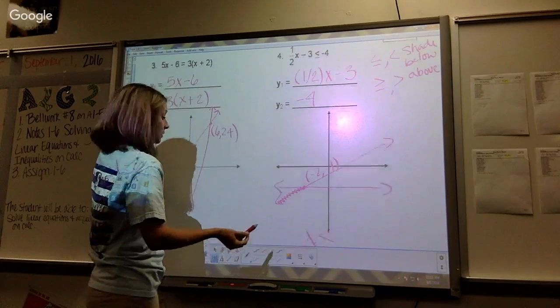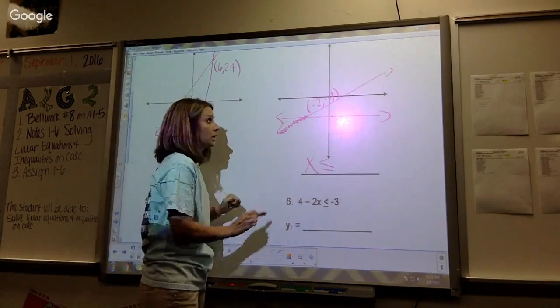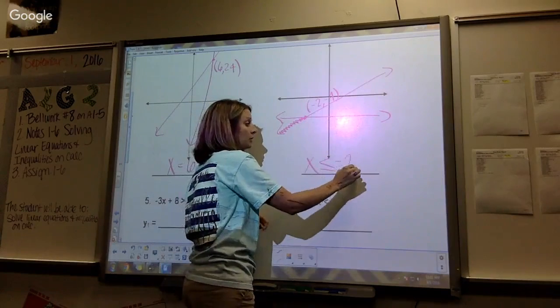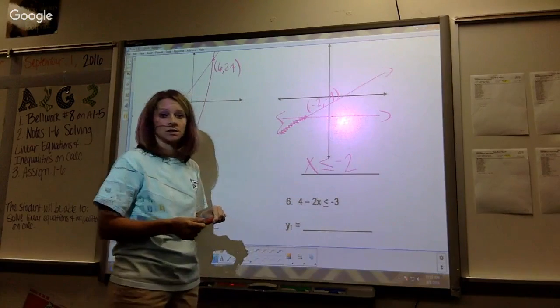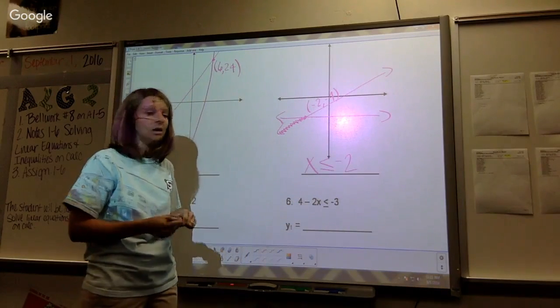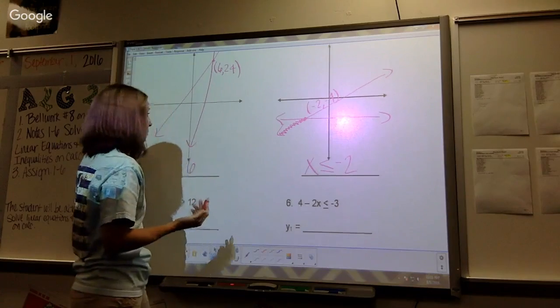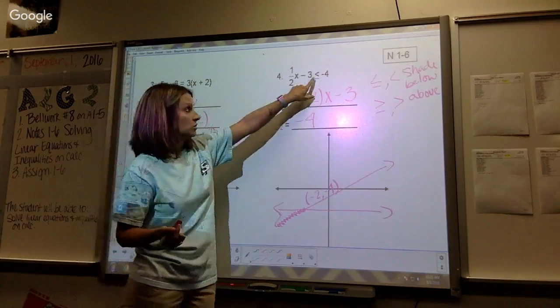So it will also be equal to here. So less than or equal to that x value that we found on the point of intersection, which is negative 2.